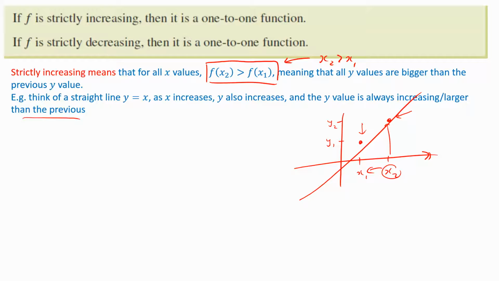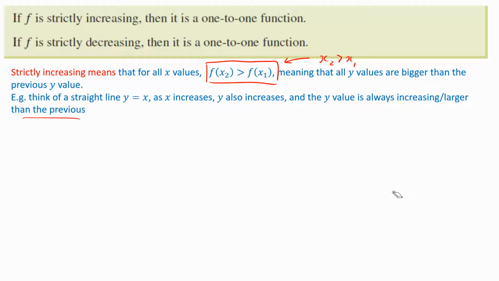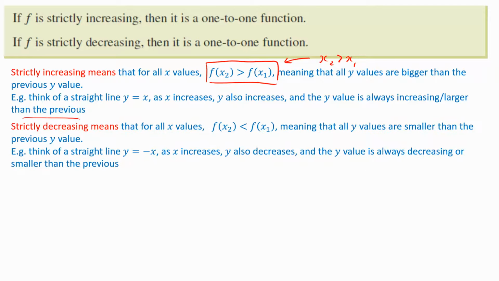Okay, and by the same nature, you can also talk about strictly decreasing. Strictly decreasing is the other way around. It just means that as x increases, your y values decrease. Okay, and that's strictly decreasing. Now, the one thing I wanted to add onto this is that strictly increasing is a one-to-one function, and if it is strictly decreasing, it's still a one-to-one function.